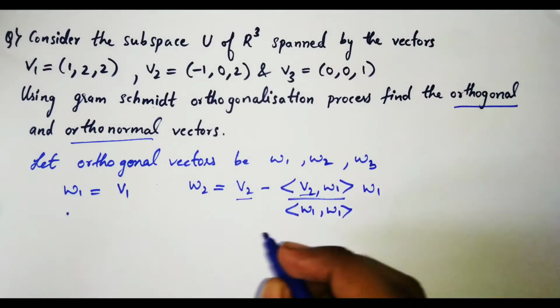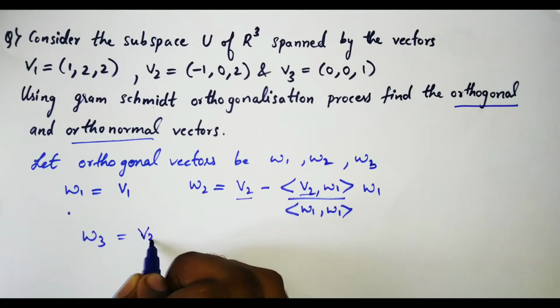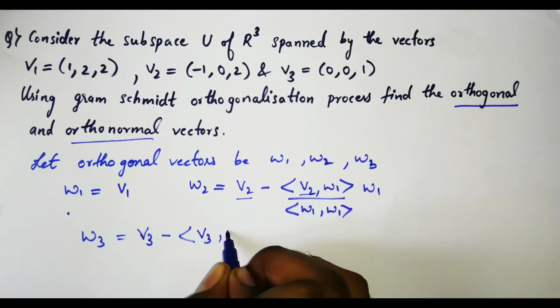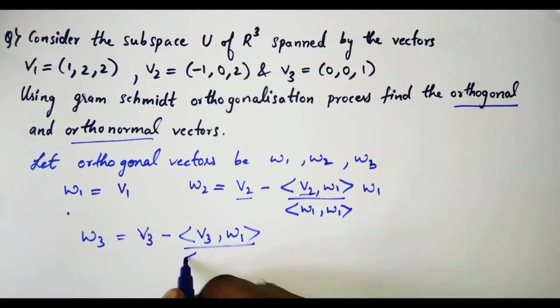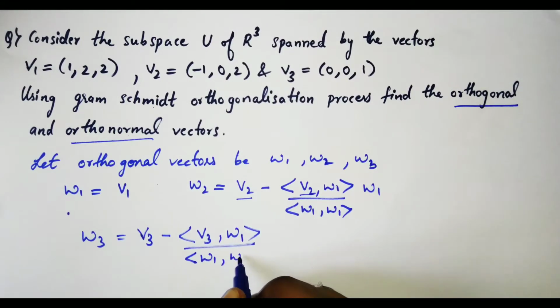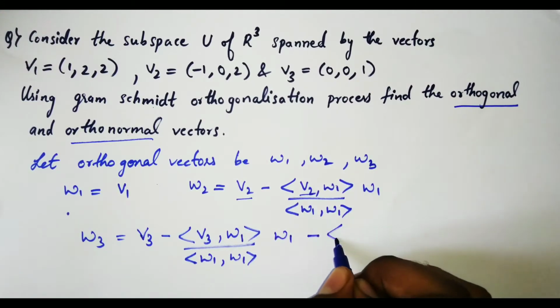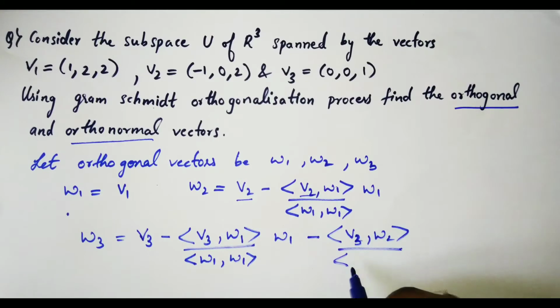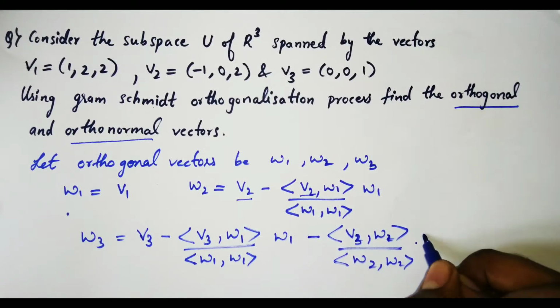Now for w3, what is the formula? w3 is v3 minus the inner product of v3 and w1 divided by the inner product of w1 and w1, times w1, minus the inner product of v3 and w2 divided by the inner product of w2 and w2, times w2.